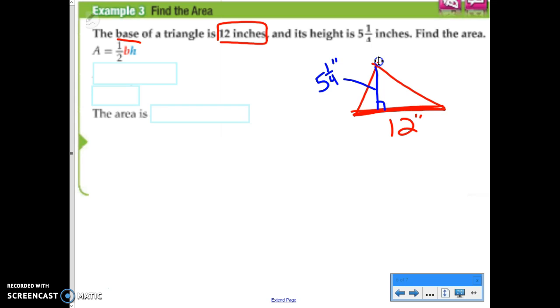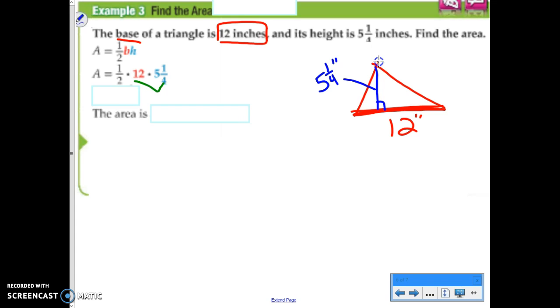So here you've got your area equals half of your base times your height, and all you're going to do is plug in those numbers. You've got half of 12 times 5 1/4, okay? Well, some of you can look at this and remember multiplication. A times B is the same thing as B times A. So it doesn't matter which order you multiply these in. You could start by multiplying this.